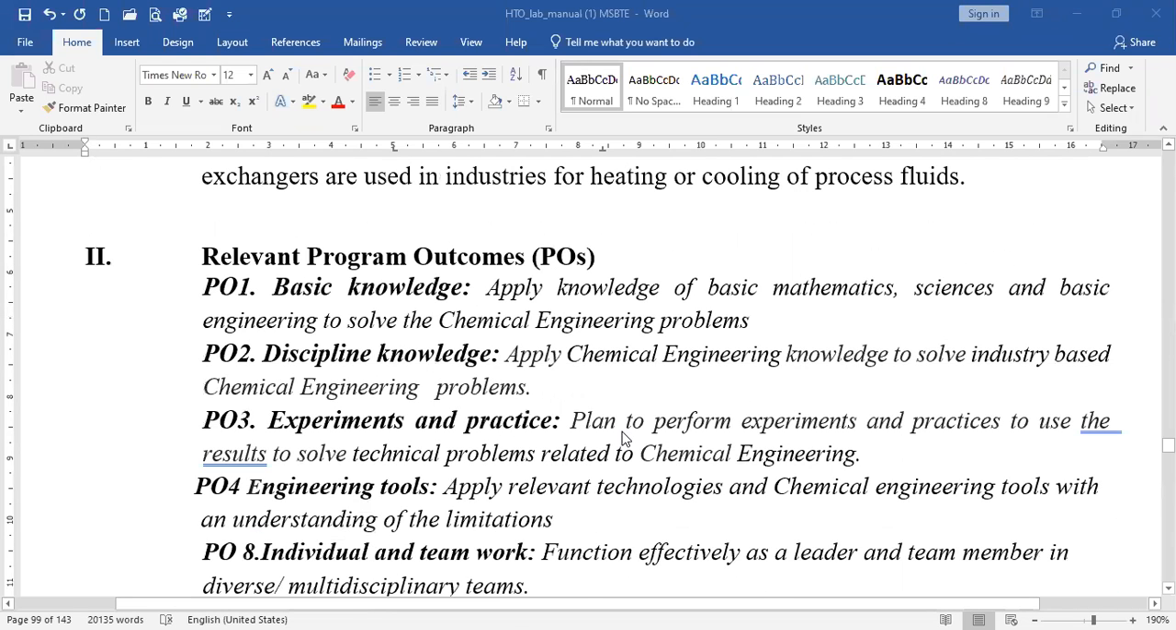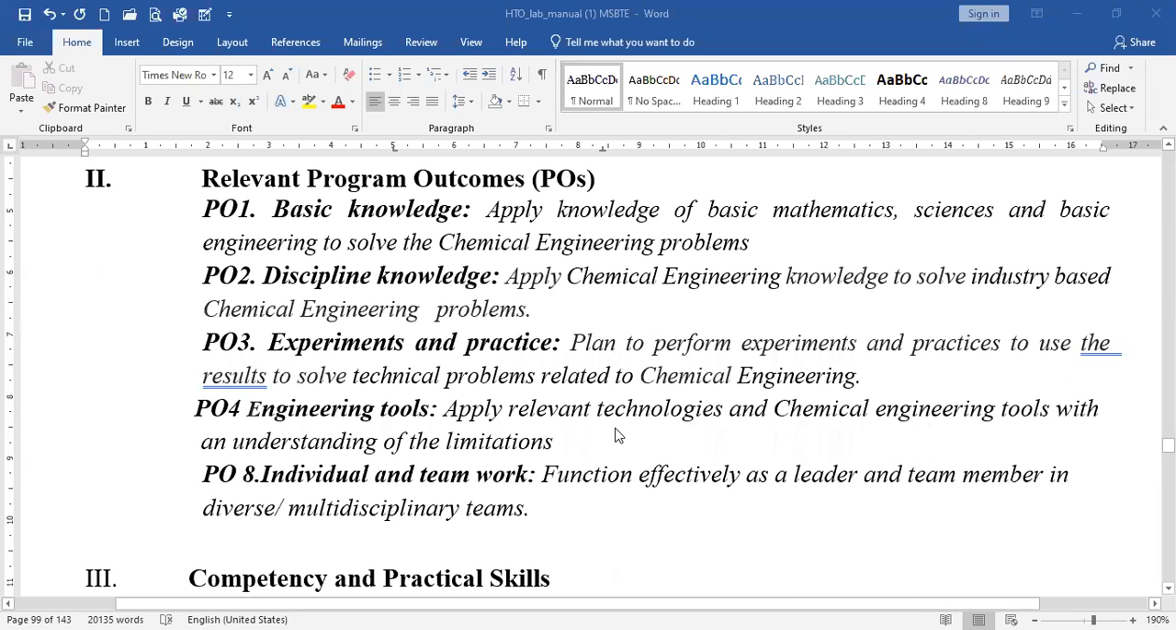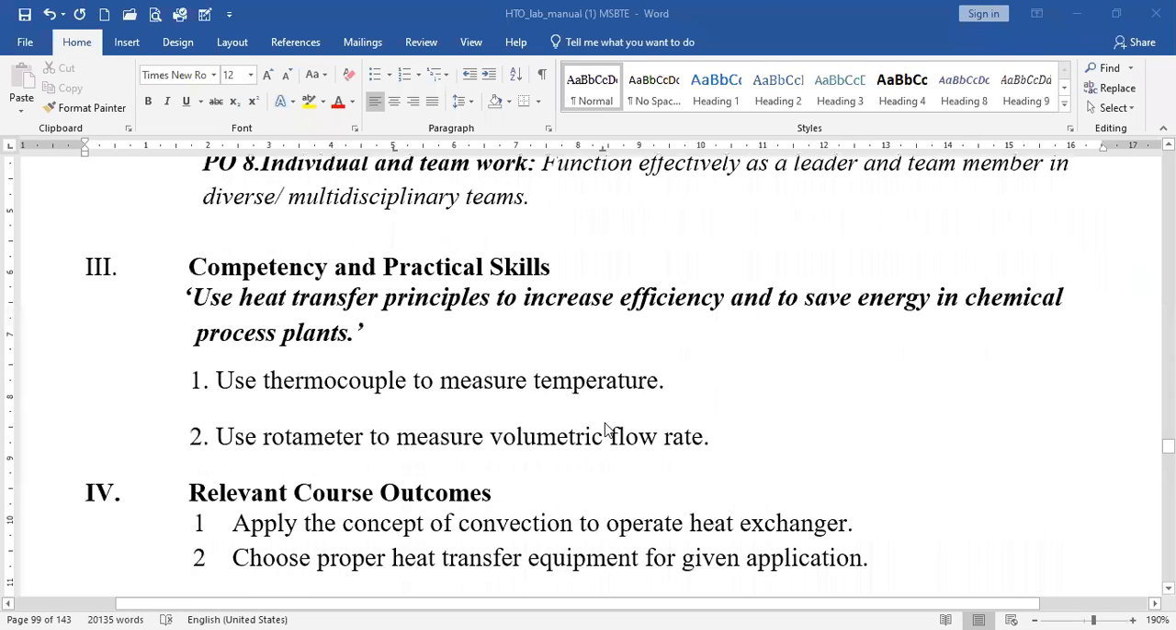The relevant program outcomes for this shell and tube heat exchanger are that we have to apply the basic knowledge of mathematics, science and engineering. Then we have to apply the discipline knowledge, experiment and practice skills, engineering tools, and we have to do this work in a team. The competency and practical skill is to use heat transfer principles to increase efficiency and to save energy in chemical process plants.